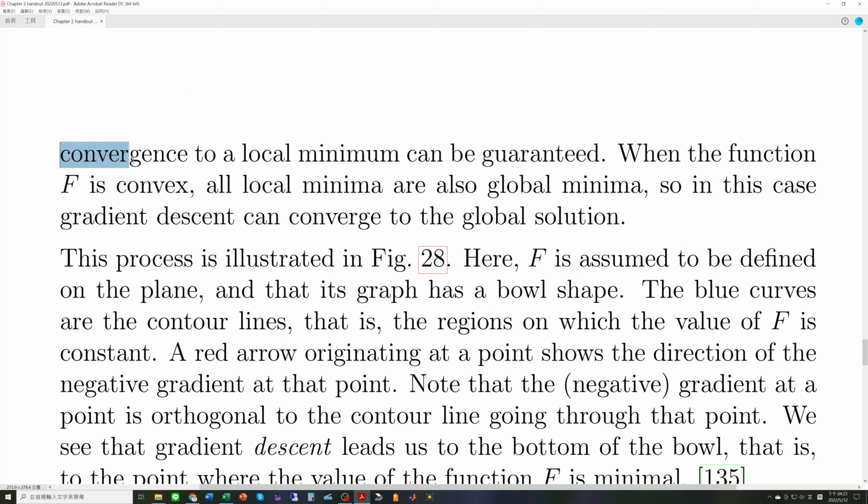So convergence to a local minima can be guaranteed. When the function f is convex, all local minima are also global minima. It is a very important property of a convex function. All local minima of a convex function are also the global minima of the convex function f. So in this case, gradient descent can converge to the global solution.